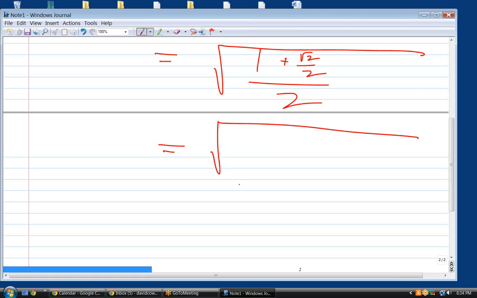So you'd make that 1 into 2 over 2. And then plus root 2 over 2, over 2. And then you would get 2 plus root 2 over 2, over 2, square root of that. And then you multiply. So inside the radical we end up with 2 plus root 2 over 4, right? Okay, let's do that.